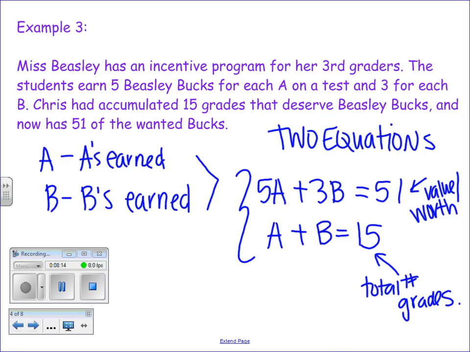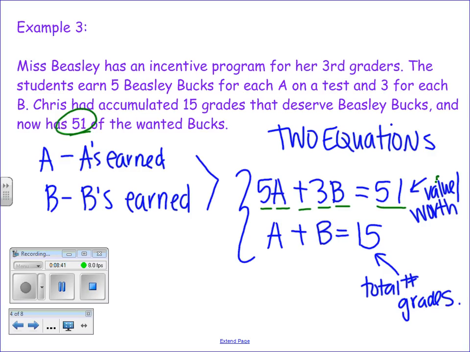So my first equation, I talked about the fact that he was going to earn $5 for every A that he received. Plus, he earned $3 every B that he made. In total, it said that he had $51. Okay, so that's where I got this 51 from here. That equation dealt with the value of the bucks that Miss Beasley gave.